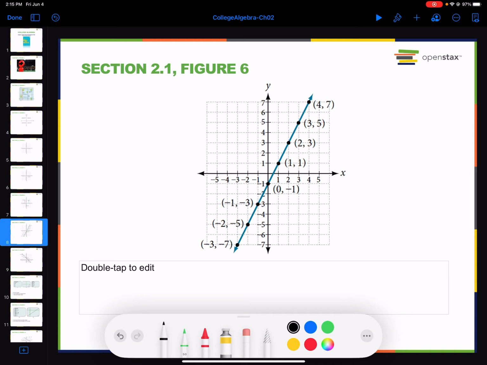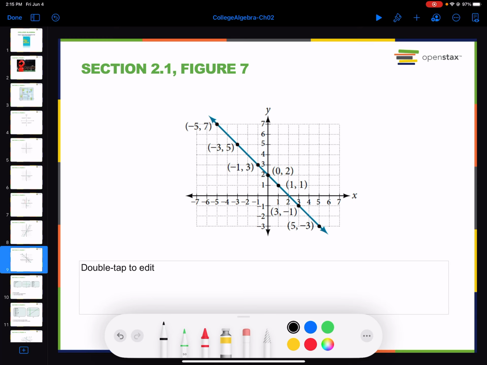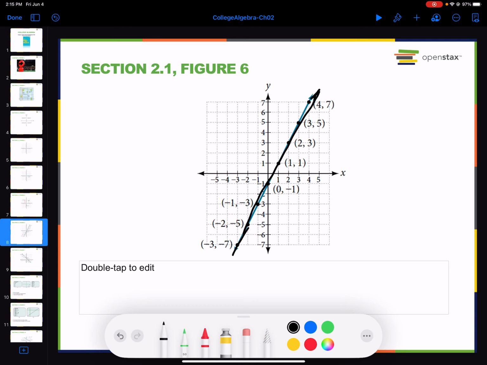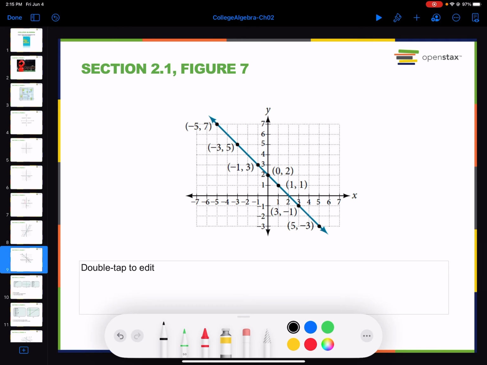Here's an example where they had a linear equation and they plugged in several different points, and you can see all those points created this line. Here's another example. This one is increasing and this one is decreasing, or it's negative. It has a negative slope.